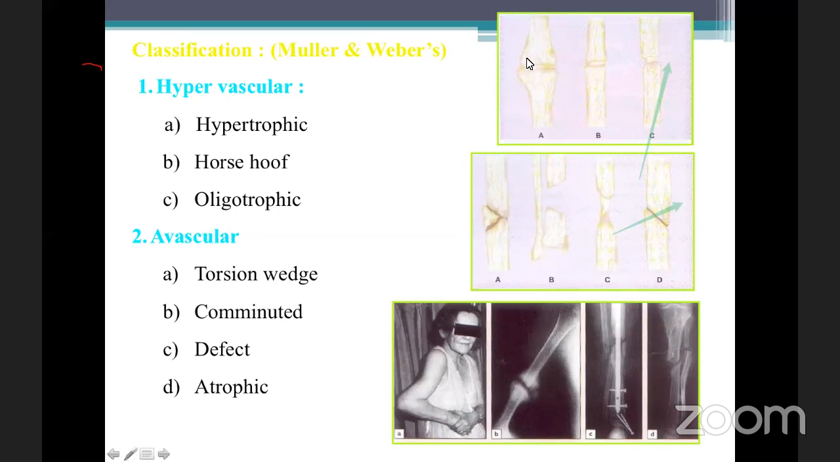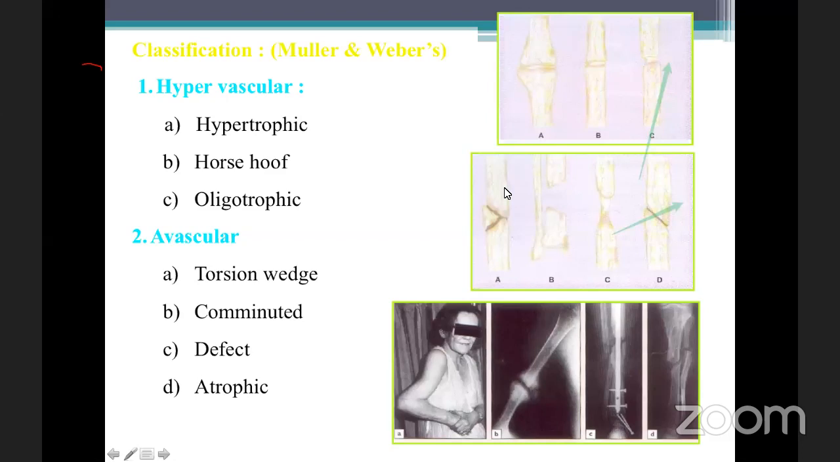So hypervascular means your vascularity to the fracture site is still intact. These are the three types of hypervascular classification. One is hypertrophic non-union. There is hypertrophic callus that you can see, but still the fracture has failed to unite. Next is horse hoof. The fracture ends look like a horse hoof. Third is oligotrophic. The fracture callus is so little, even though the vascularity is intact. Those are the three types of hypervascular non-union.